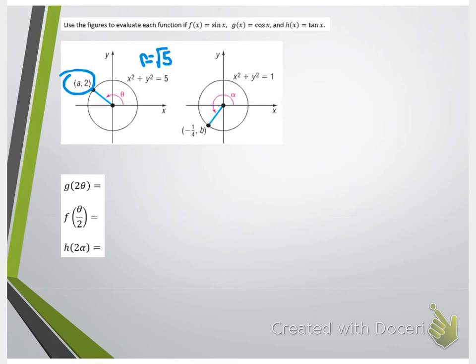Well, again, that's your good old Pythagorean theorem. You know, x squared plus y squared equals r squared. So I can really quickly find what A is. If I've got A for the x, and I've got 2 for the y, 2 squared is 4, equal to root 5 squared is 5.